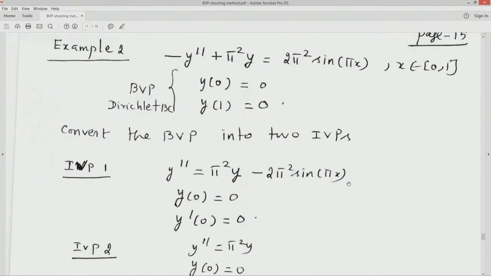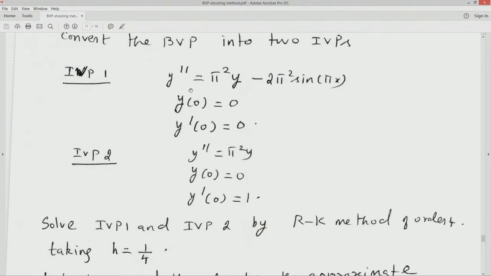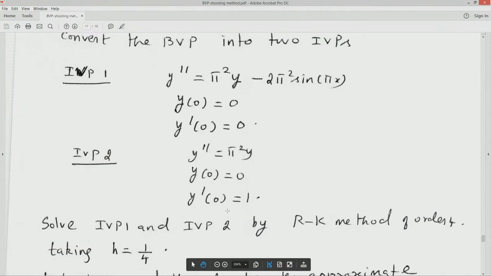What about the second initial value problem? We should consider the corresponding homogeneous differential equation for the boundary value problem. Namely, put r of x is equal to 0 and take the corresponding homogeneous differential equation, which is this. What about the initial conditions for this initial value problem? Y of 0 is 0, but y prime 0 must be prescribed as a non-zero value. So, let us take y prime 0 to be equal to 1. So, the second initial value problem is also defined.